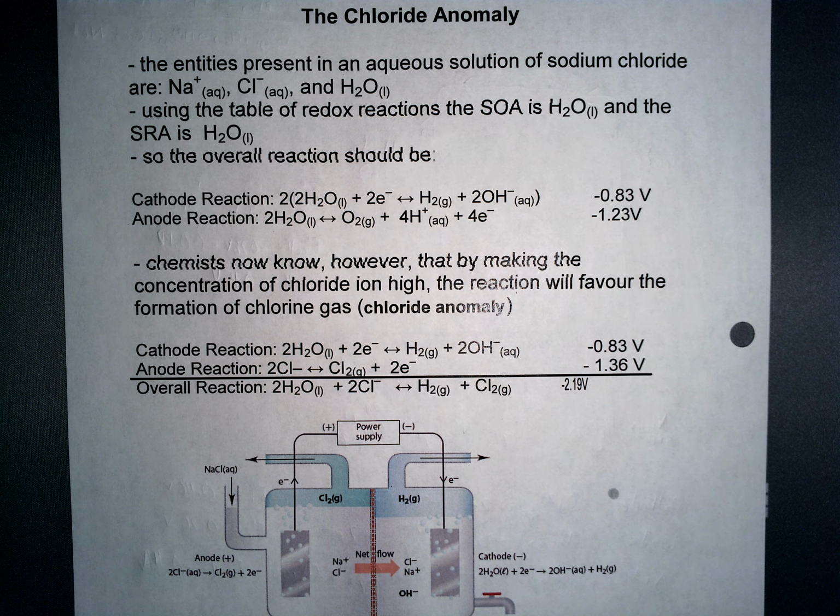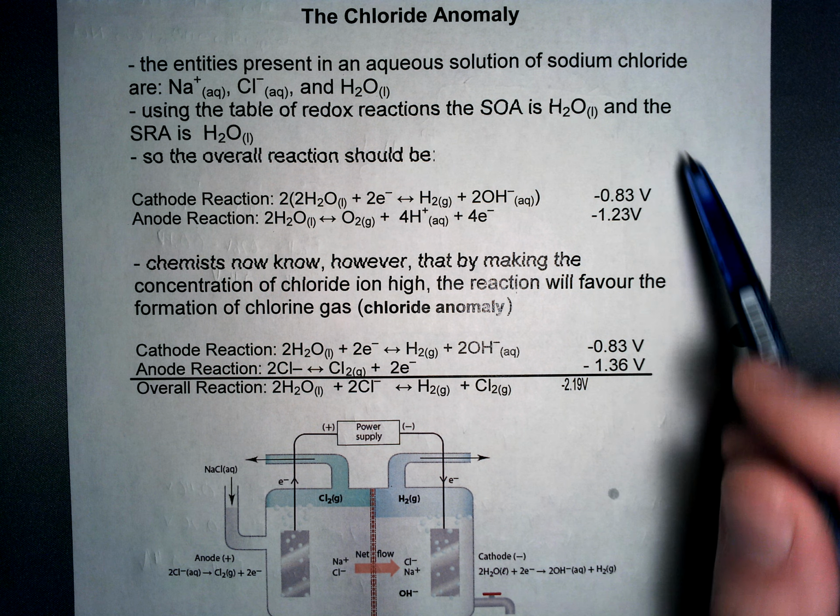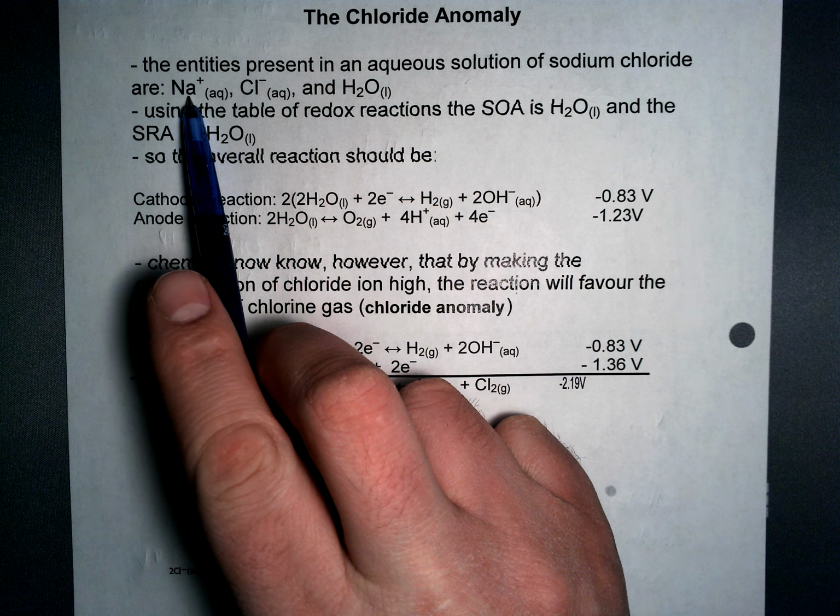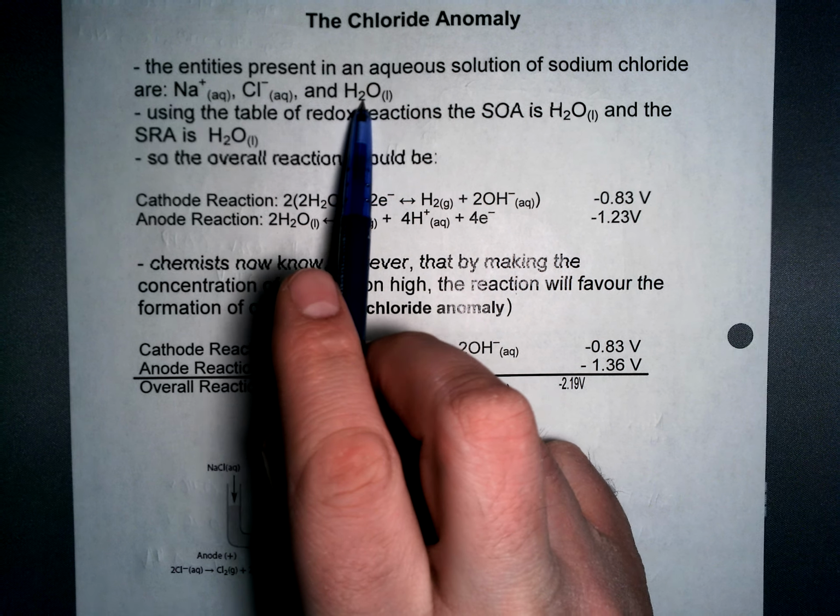Okay, this is page 16 in our notes talking about the chloride anomaly. So chloride anomaly, basically, if we have entities that are present in aqueous solution, okay, is sodium chloride. Okay, the entities we'd have is sodium, chloride, and water.